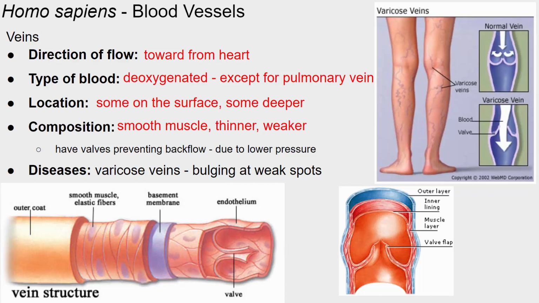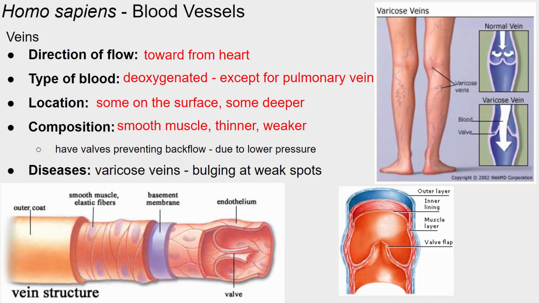They are also made of smooth muscle, but they're much thinner, not as elastic. They don't have to withstand as high pressure because by the time the blood makes its way into the veins, the pressure is lower. But because of that, they have a structure inside of them that's important. They have these little valves inside, these little one-way doors. And that's to make sure blood only travels through them in the proper direction.